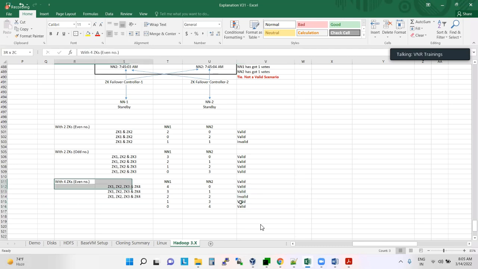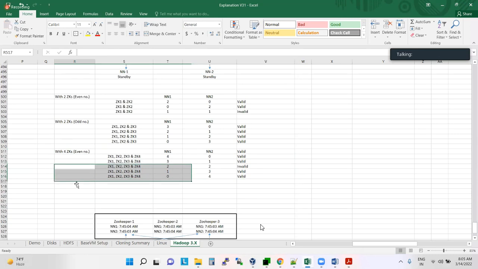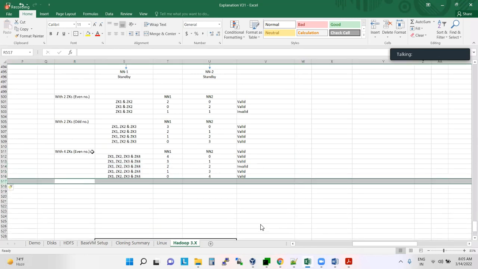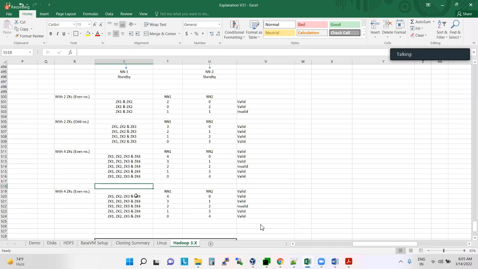Okay. See, when you have 4 zookeepers, again, we are coming up with some invalid case. Yes or no? Even number. Again, okay. I'll go with 5 zookeepers. In this scenario, 5.